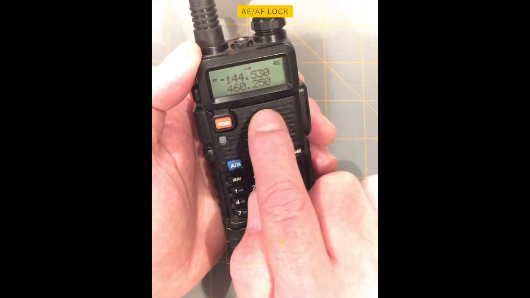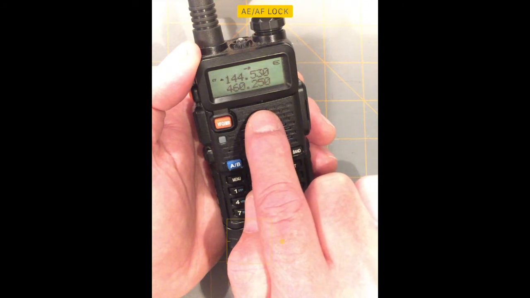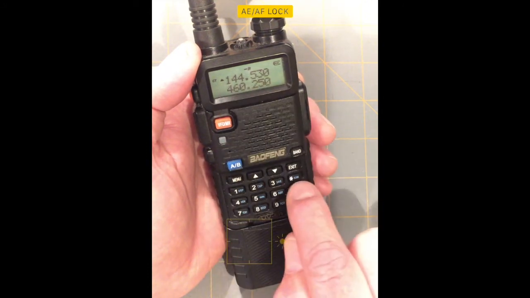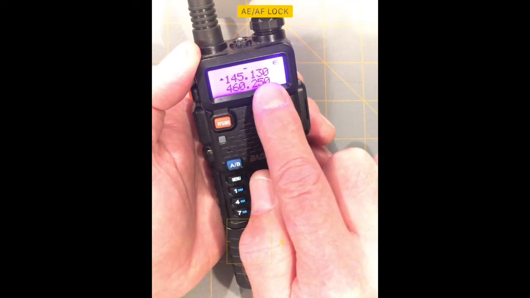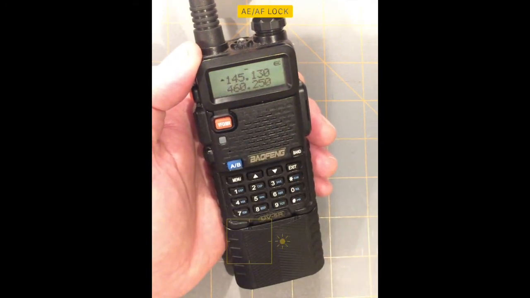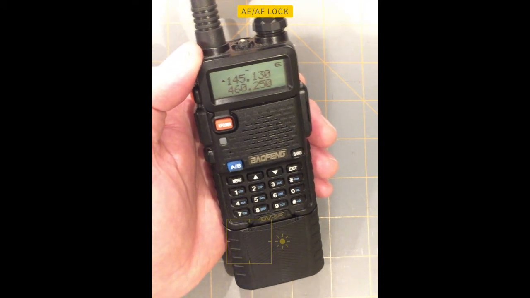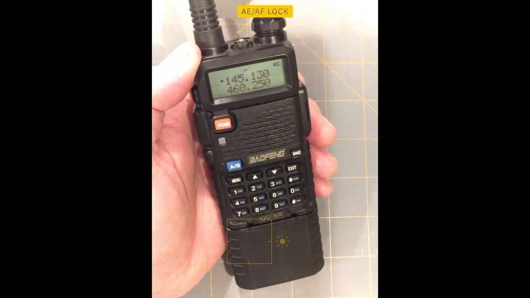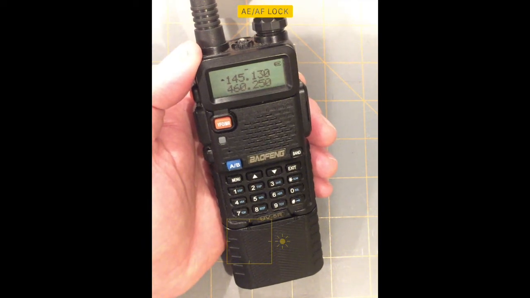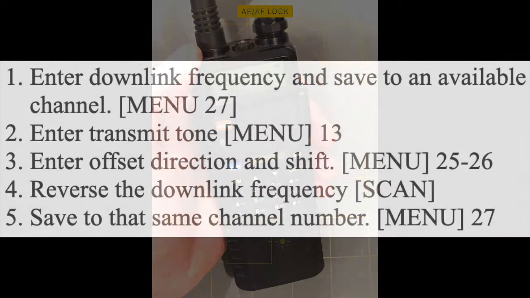And it knows what the transmit frequency is because it's the reverse of our downlink frequency. This method of programming a repeater allows the radio to do the calculations. If I know the downlink frequency and the offset direction shift and the transmit tone, the radio will automatically calculate the proper transmit frequency. So here's the order of operations.